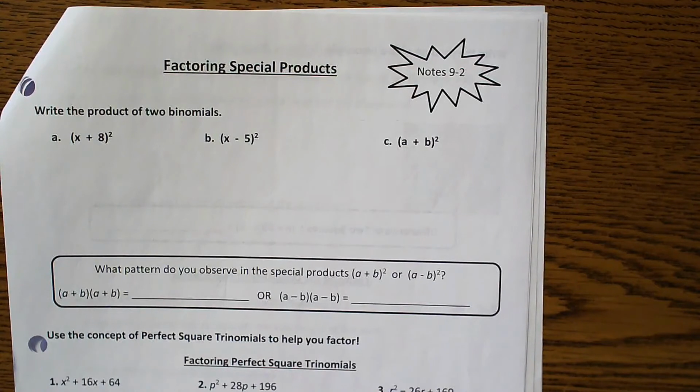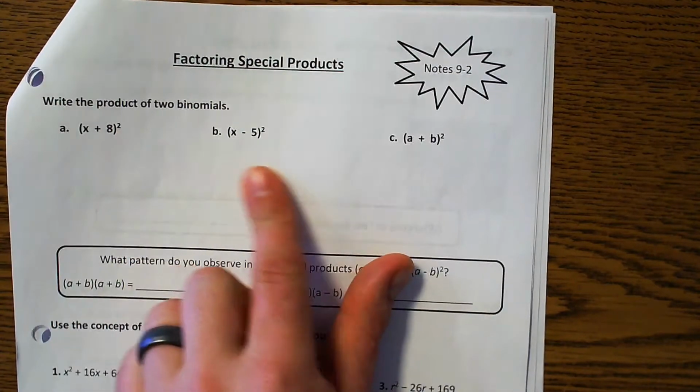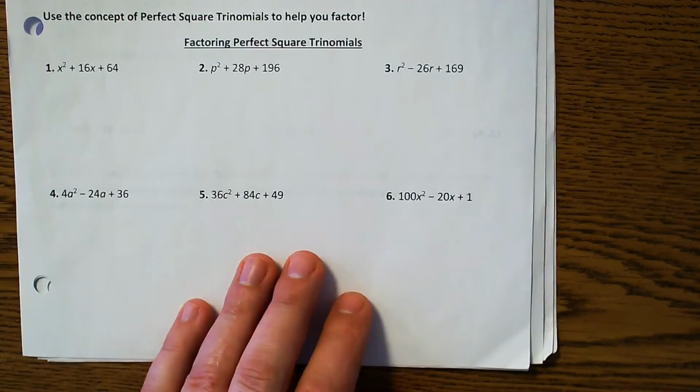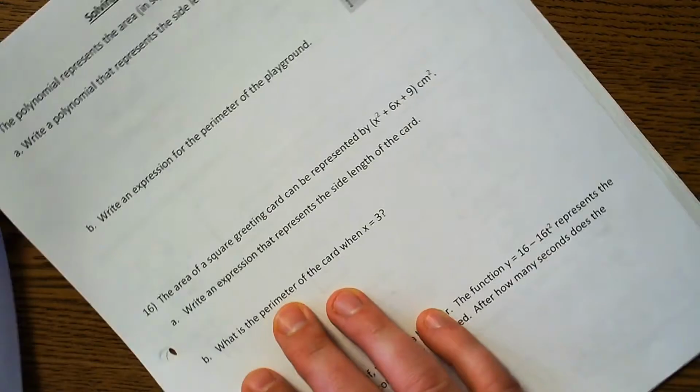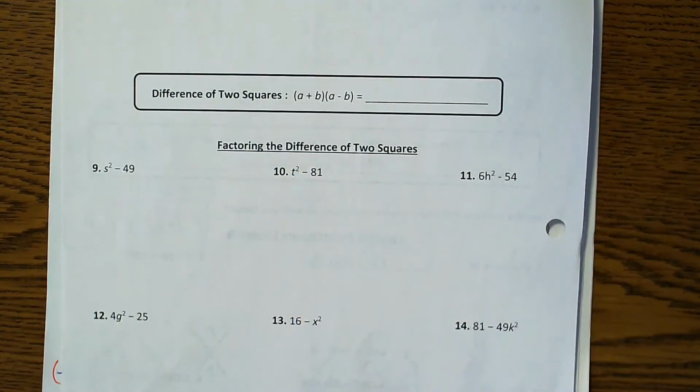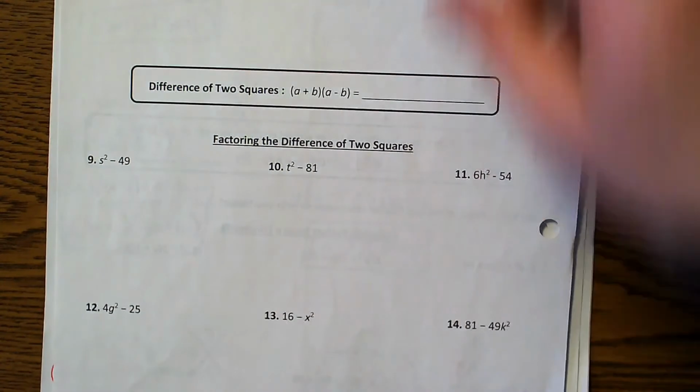All right, so on today's notes, like I said, these problems we've done before. We already know how to factor this kind of stuff, but we're not going to go over that. We're going to skip ahead a little bit to this difference of two squares. And what I'm basically going to show you is a shortcut for factoring if you only have two terms.